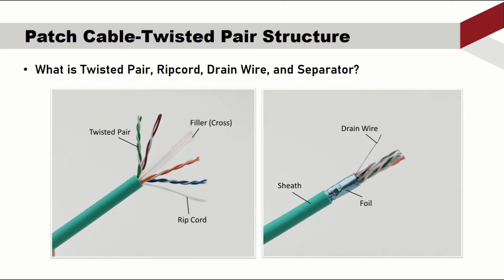Then we will talk about the pillar, which we also call cross. It is to separate the 4 pairs of wire to reduce the mutual interference of twisted wire during the signal transmission. And then the sheath is to provide the physical protection to the twisted wire. Then the foil is to reduce electrical noise from affecting the signals. And the drain wire is to do the grounding.